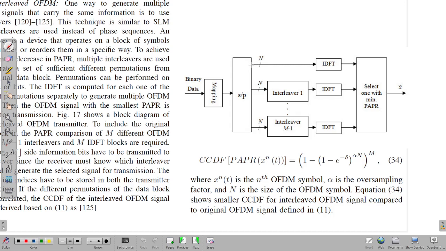And this sequence, just like selective mapping, the same sequence goes to interleavers, and the interleavers interleave the incoming signal by using some permutation, and these permutations are going to be different for each of the interleavers. Basically they are trying to have different combinations of signals.